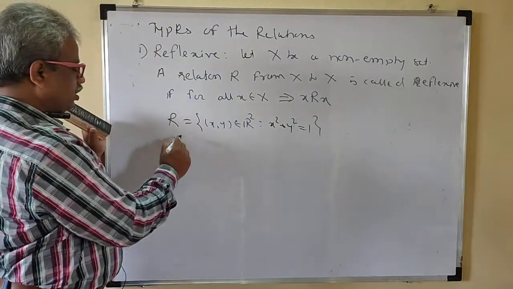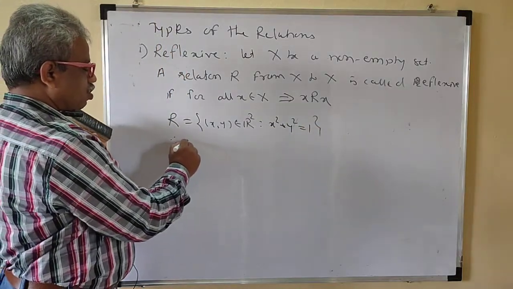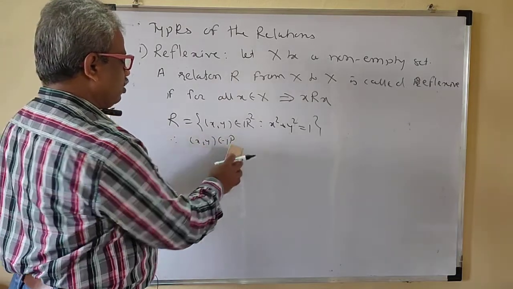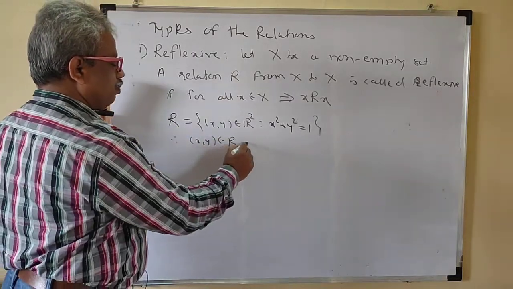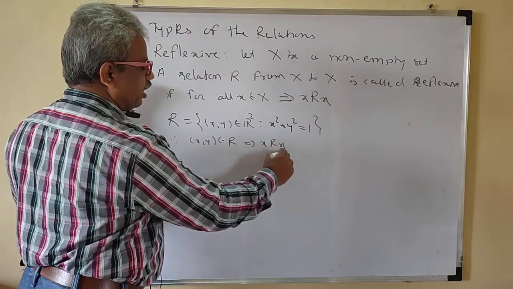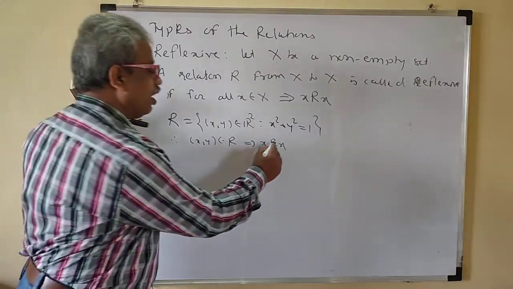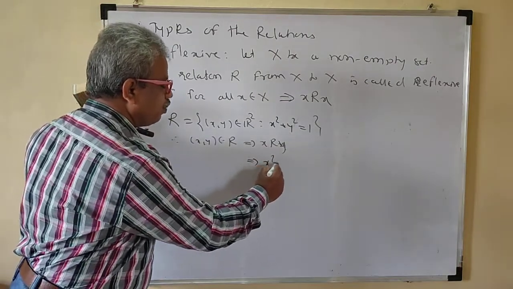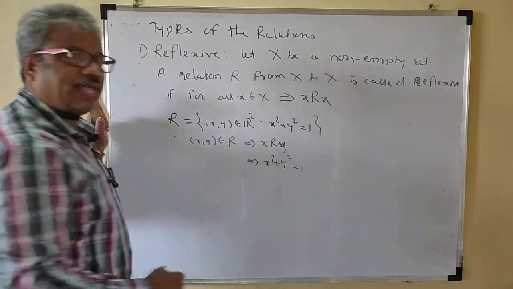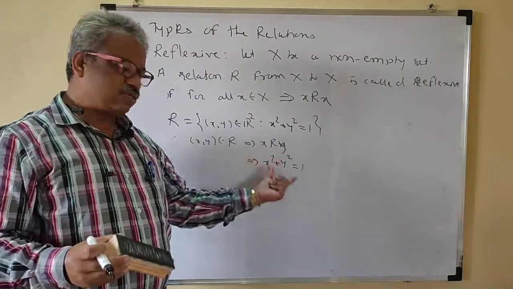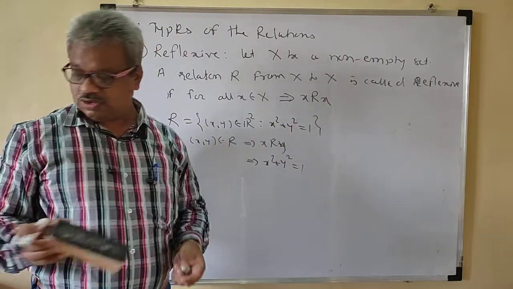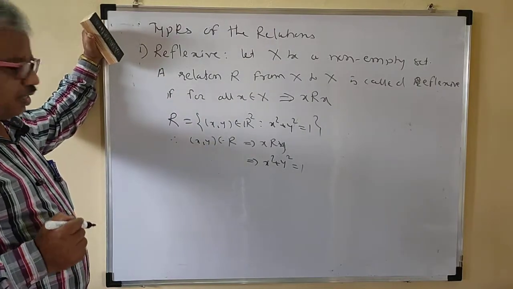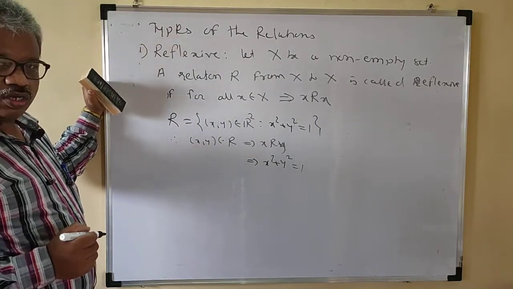So (x, y) belongs to R means x is related to y. X is related to y means x square plus y square is equal to 1, that is, the sum of the squares is 1. Now, whether this relation is reflexive or not.